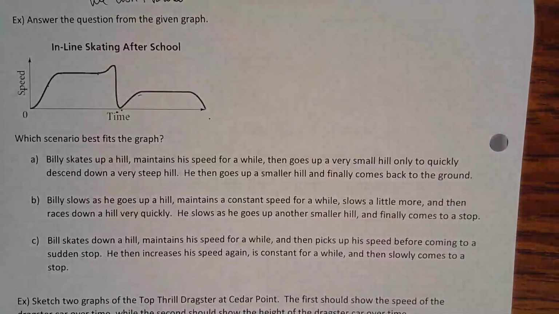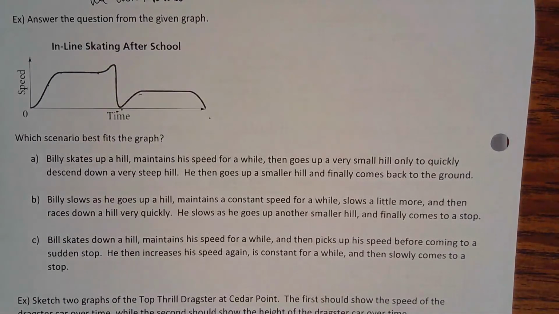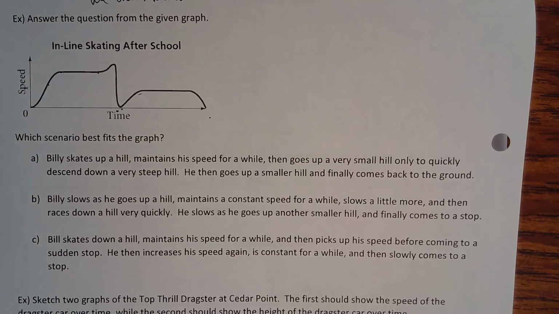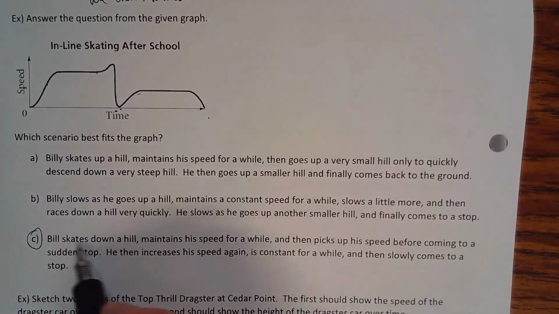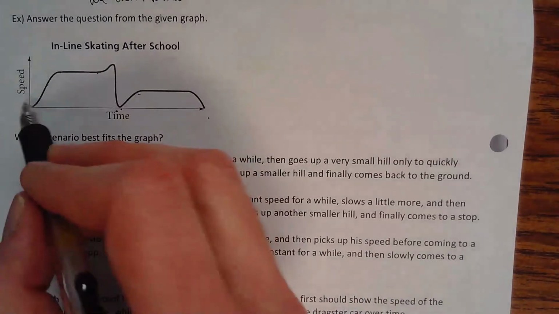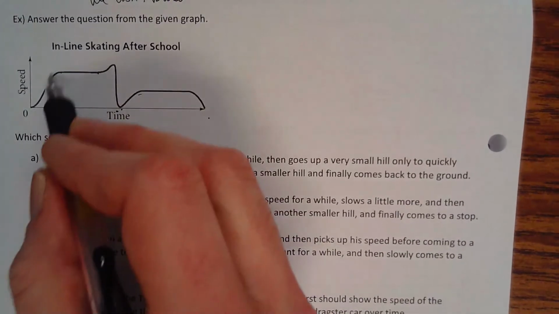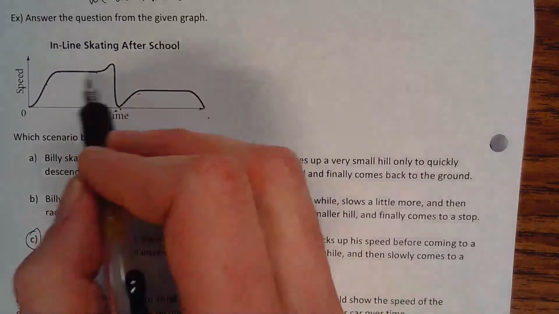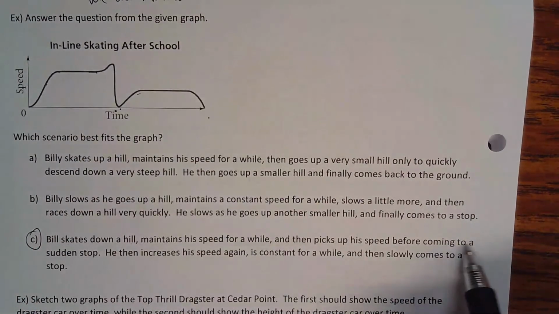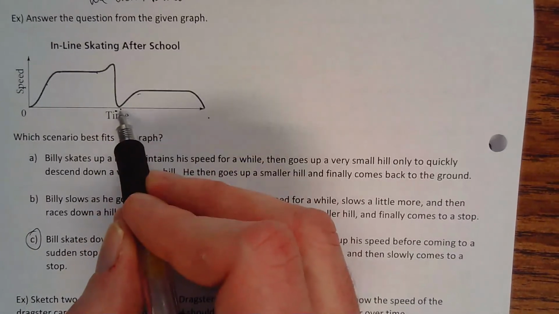So reading through those, I'll give you time to read, or if you want to pause, you can read through them. But yeah, out of all of these, it's letter C. Okay, so he skates downhill. Why would it be downhill? It's going up. Well, if I'm going downhill, my speed goes up. Maintain my speed for a while, then I pick up a little bit more speed right there before coming to a sudden stop right there.